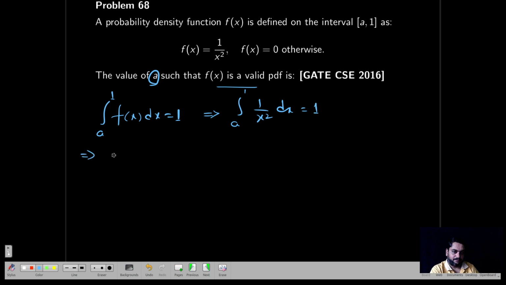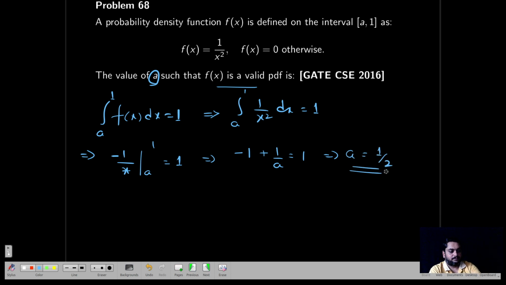That implies the integration of 1 by x square is minus 1 by x in the interval a to 1, which should be equal to 1. That implies minus 1 minus of minus 1 by a, that is minus 1 plus 1 by a, equal to 1. That implies a equals 1 by 2.